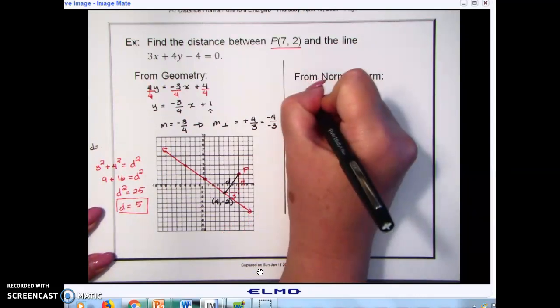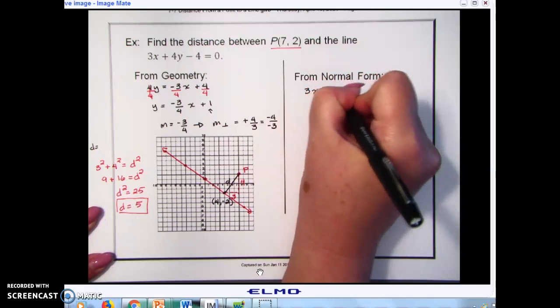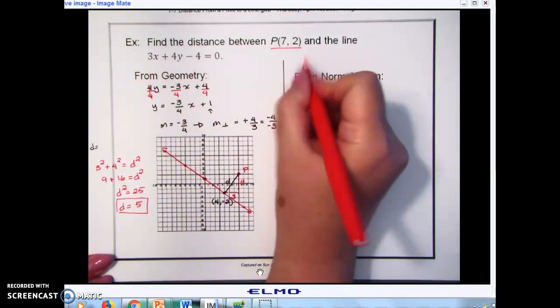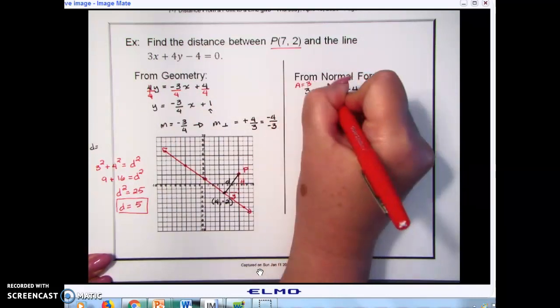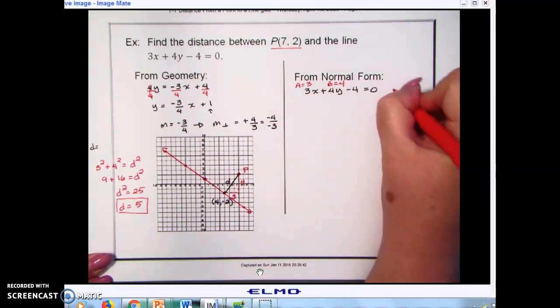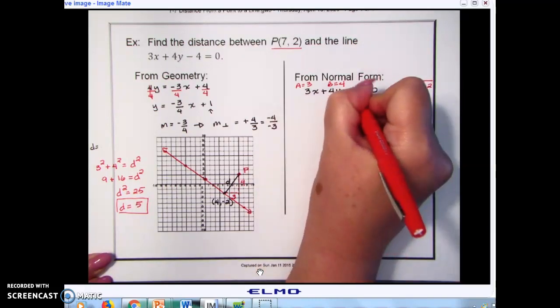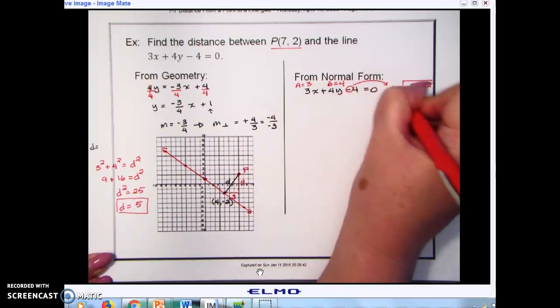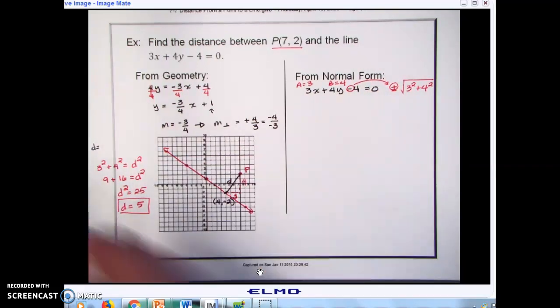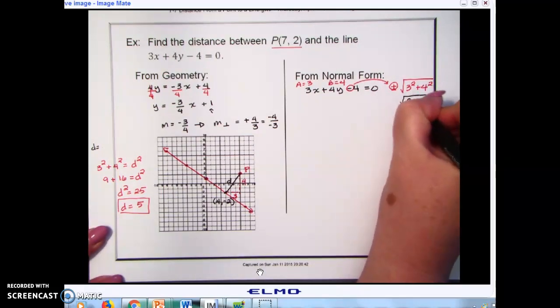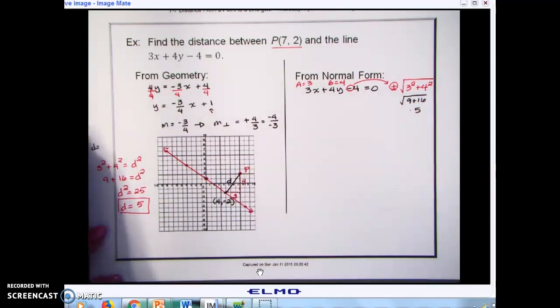So for normal form, we're going to start with 3x plus 4y minus 4 is equal to 0. And so here a is equal to 3 and b is equal to 4. So we're going to do plus or minus the square root of 3 squared plus 4 squared. And then remember, we want the opposite sign of the negative 4. So in this case, that's going to be positive. So we get the square root of 9 plus 16, which gives me the square root of 25. So that's going to be 5.